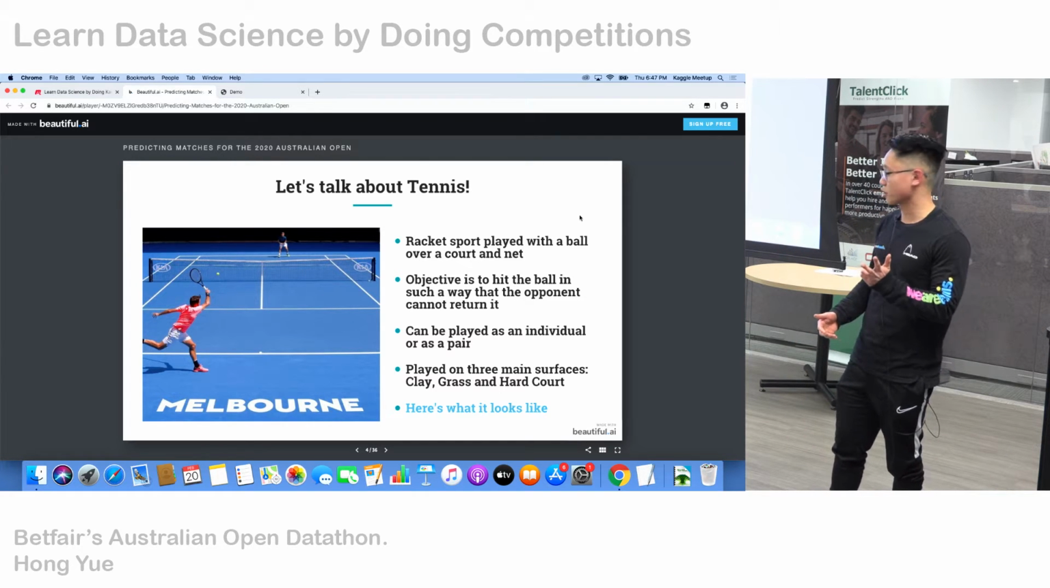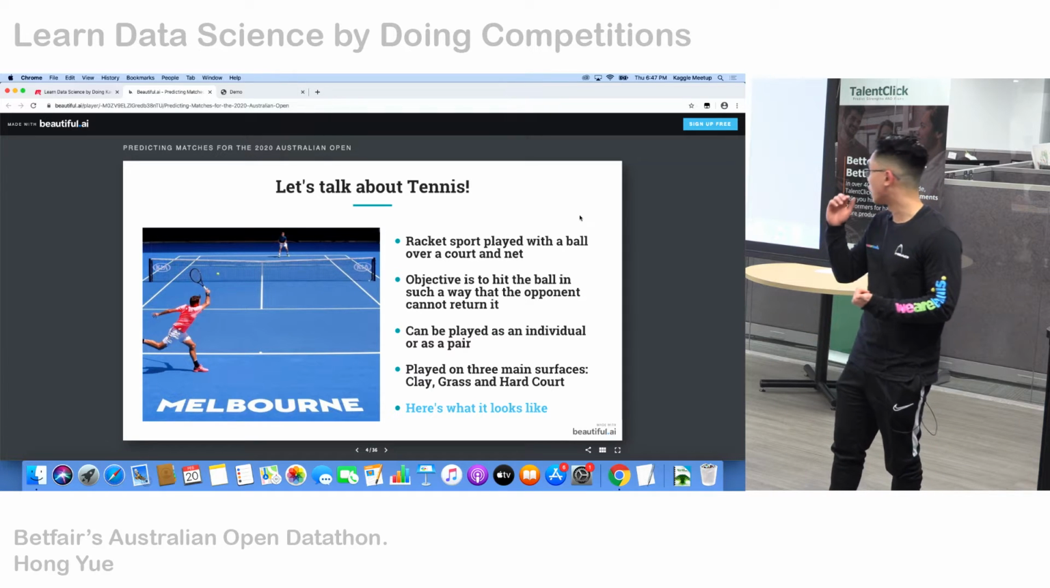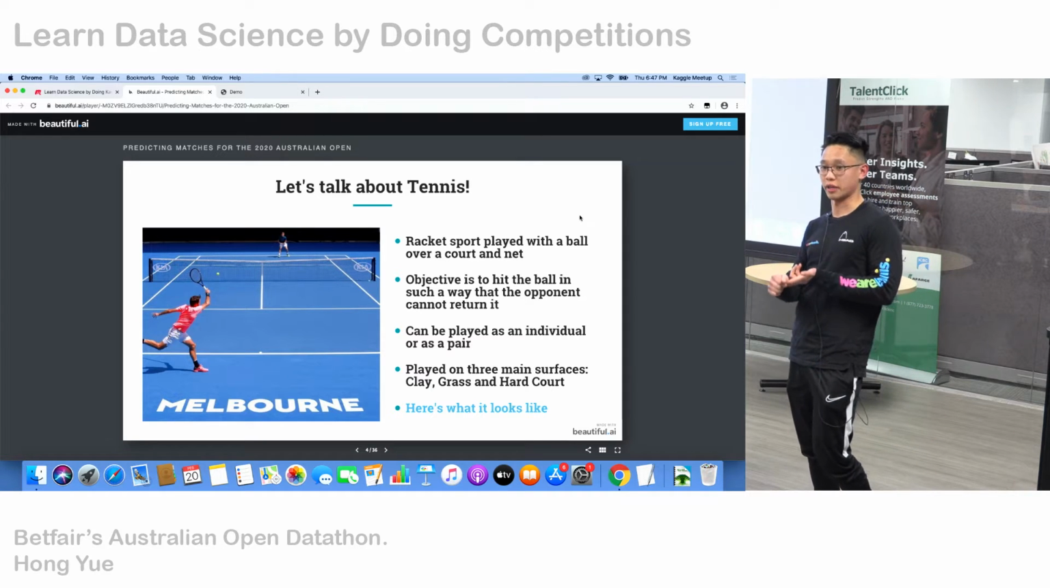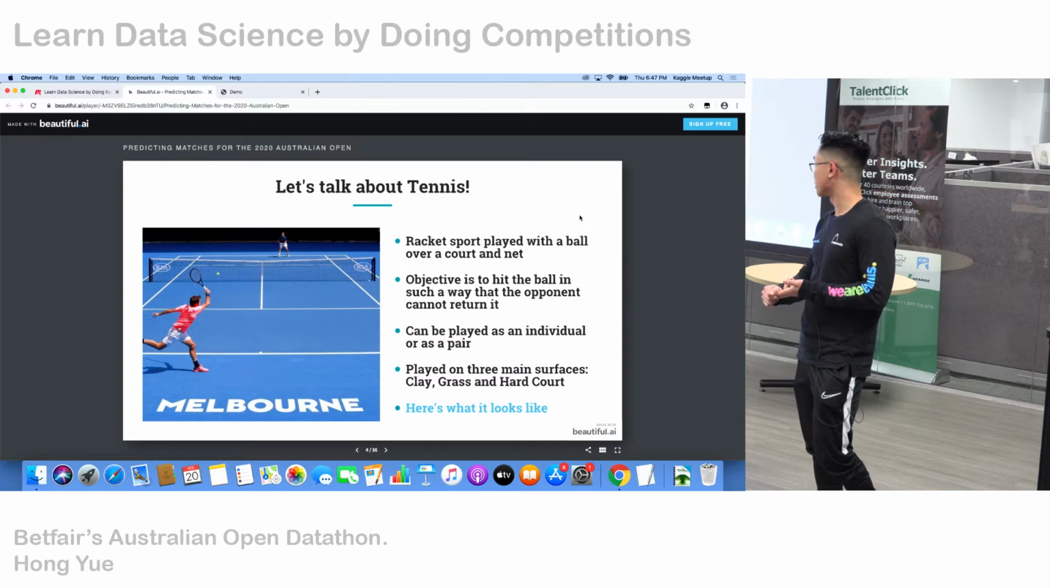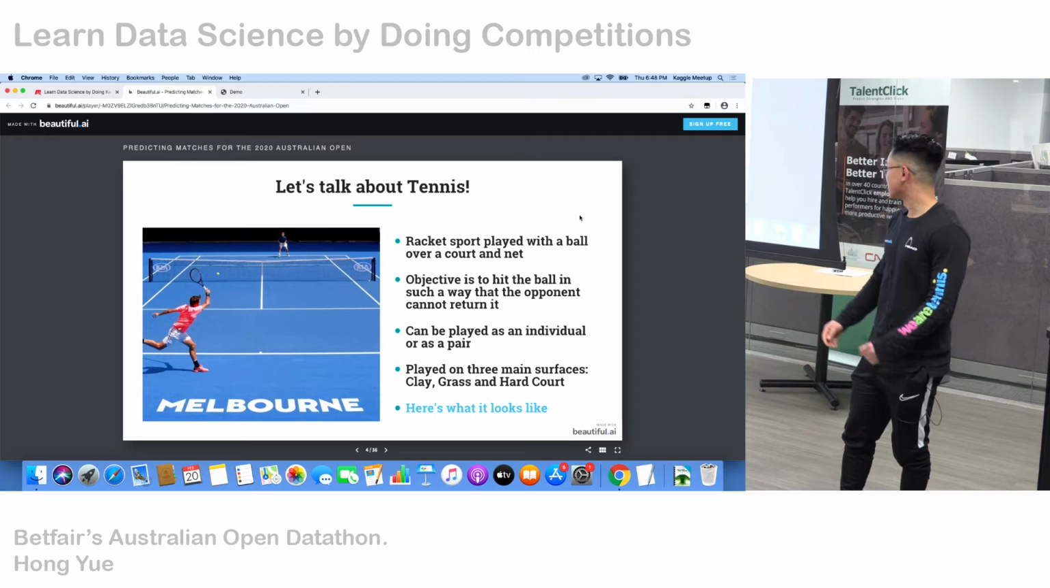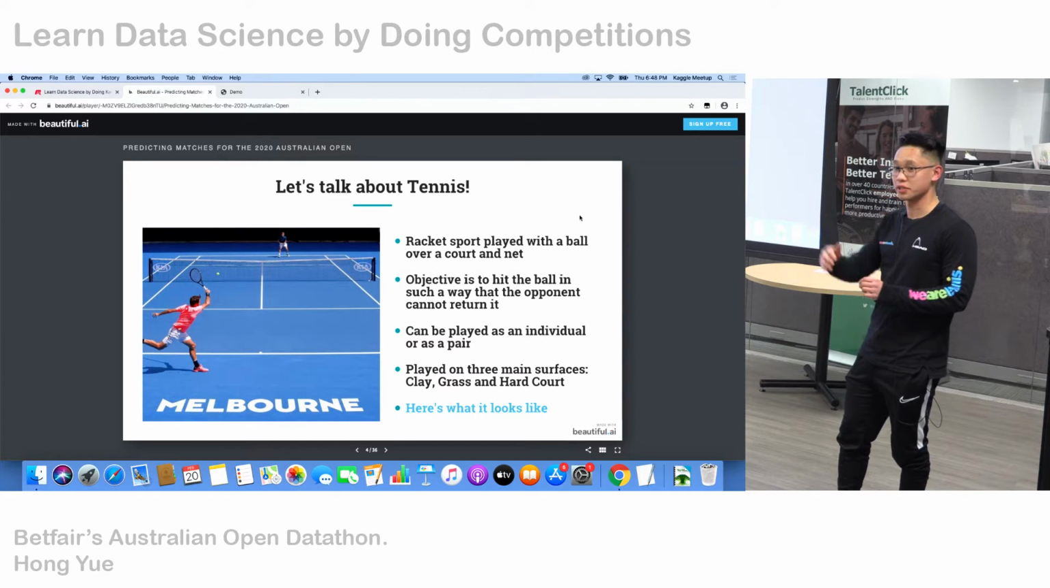There are 3 main surfaces it's played on: clay court, grass, and hard court. I grew up playing clay court. I've never played on grass, and I like hard court because the bounce is very even. We'll need to take that into account when we do our analysis because we're predicting for the Australian Open.